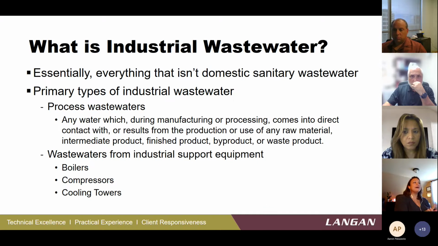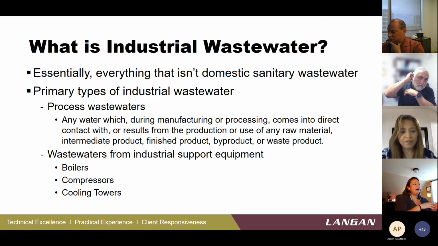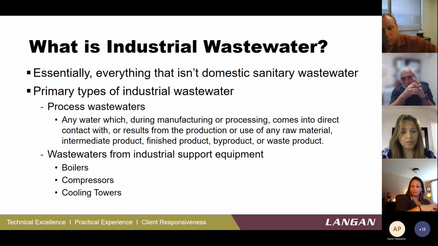So the big question: what is industrial wastewater? Industrial wastewater is pretty much everything that's not domestic sanitary water. So if you wouldn't have generated it in your house, then it's industrial wastewater. Primary types of wastewater are processed wastewaters that are specifically from a manufacturing process. These types of waters come into contact with contaminants, with raw materials. They're needed to facilitate the manufacture of the widget.